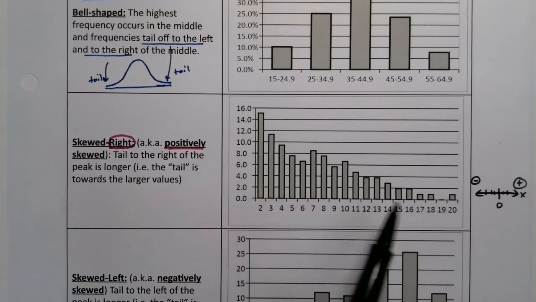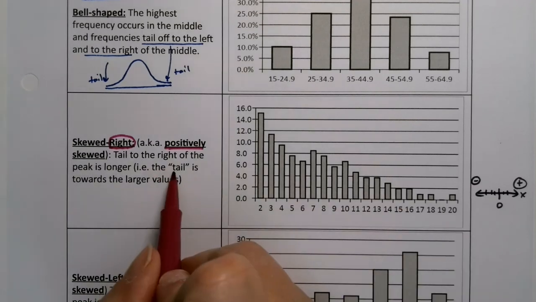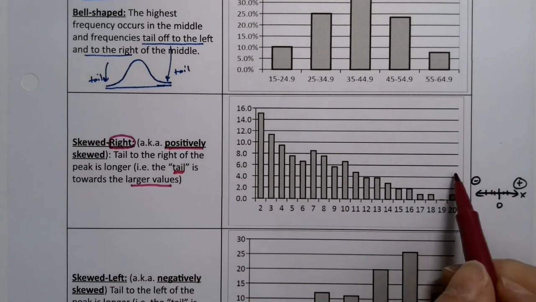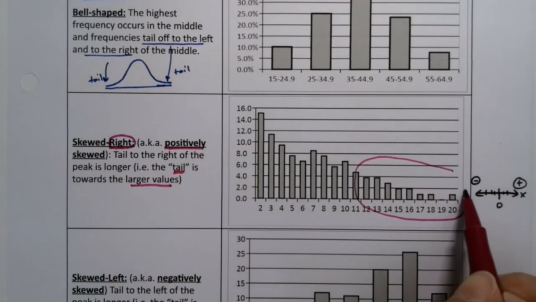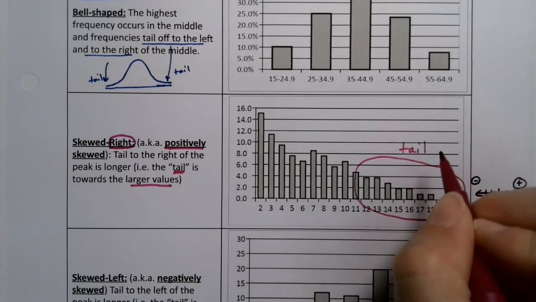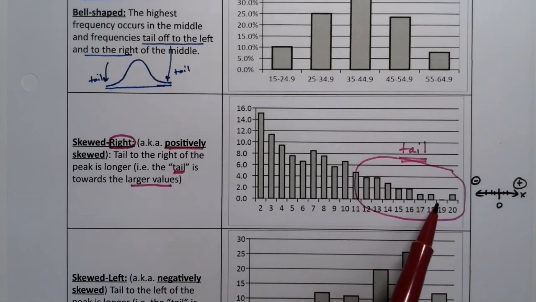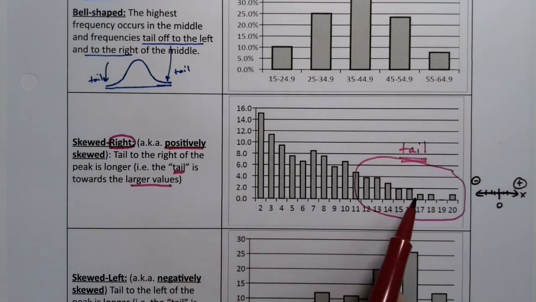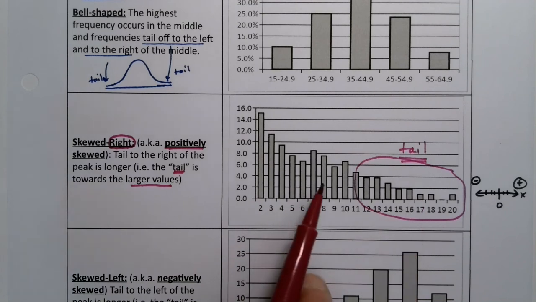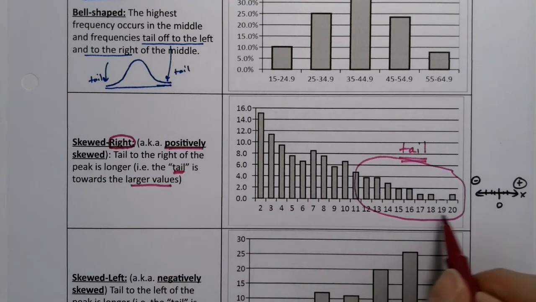So they call it positively skewed or right skewed because the tail is towards the larger values. So here's the tail. See how it's tailing off over to the right? That's right skewed. It's where the tail is, not where the bulk is, but where the tail is that makes it skewed. So this is skewed right or skewed positively or positively skewed.